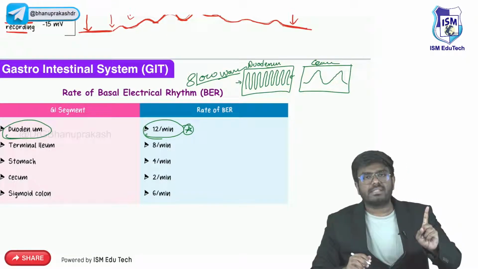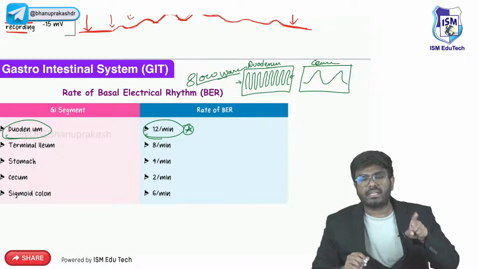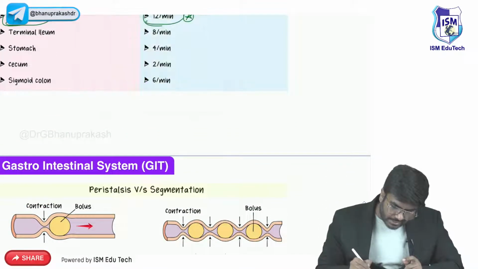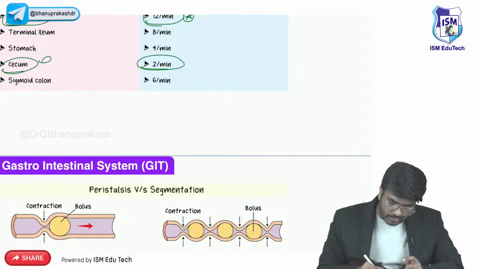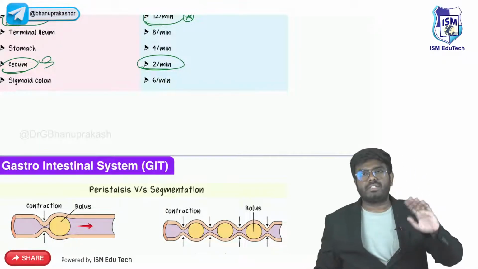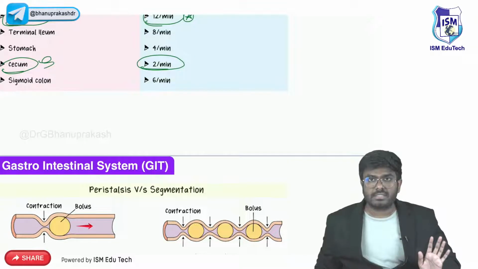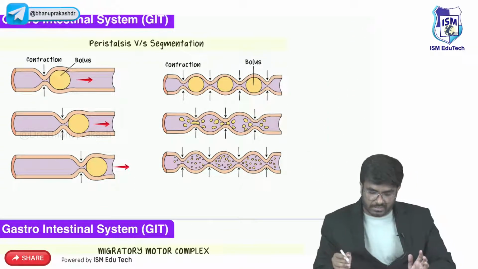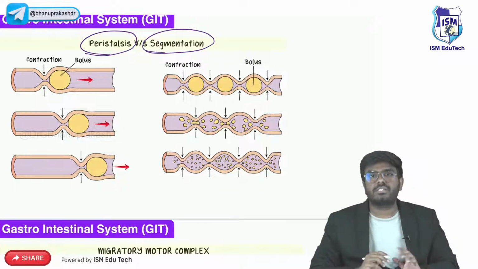So the highest frequency of the basal electrical rhythm is present in the duodenum. The least frequency of the basal electrical rhythm is present in the cecum. Done. These are the two MCQs completed. Highest frequency in duodenum, least frequency in the cecum. And the last thing for the gastrointestinal system is simple: peristalsis versus segmentation.